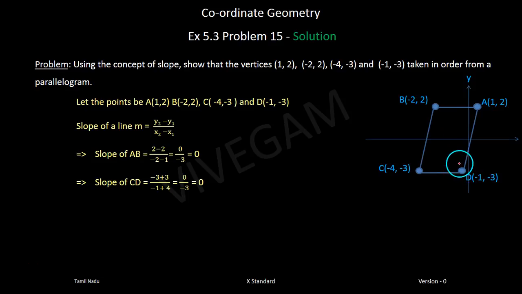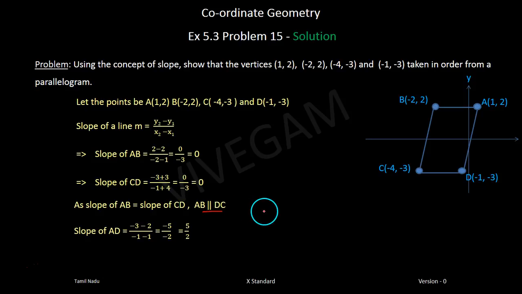We'll find CD because these are the 2 where you have to check whether they are equal. So slope of CD, with C and D: it will be 3 minus 3 divided by x2 minus x1, that is -1 minus of -4, which becomes plus 4. So the numerator is 0 and the denominator is 3. 0 by 3 is 0. So you can see the slope of AB and slope of CD are equal, which means AB is parallel to CD. CD or DC is the same, right? So one pair we have done. Let's do the next one.